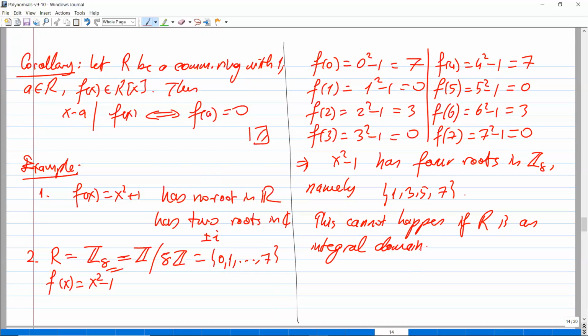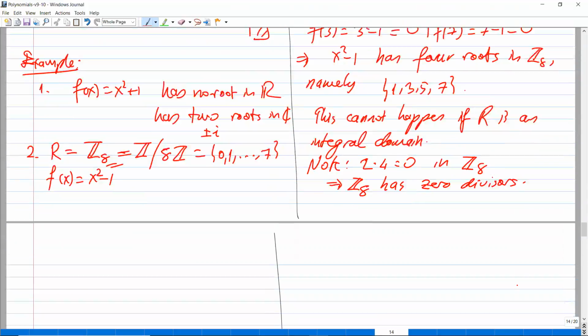In this case, of course, this Z8 is not an integral domain because 4 times 2 is 0, so that it has zero divisors. It's a commutative ring with 1, but not an integral domain, right? Note, 2 times 4 is 0 in Z8, so that Z8 has zero divisors. So it is not an integral domain.